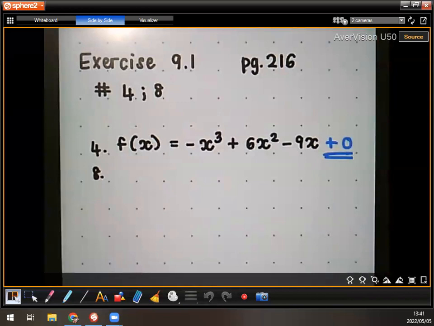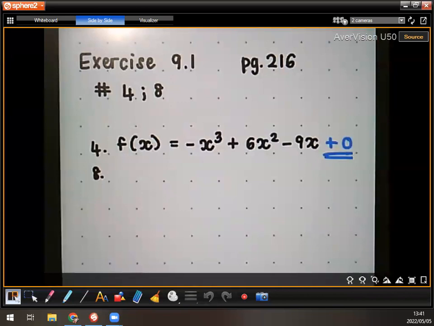Guys, just a note on number 4, there is no constant term. So what is a constant term then technically? 0, right? So I'll put that in blue just as a reminder. Okay, so that is going to be your y-intercept. Your y-intercept is going to be 0, so the origin.